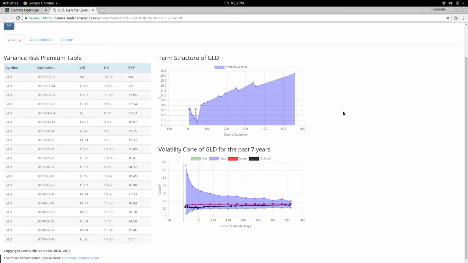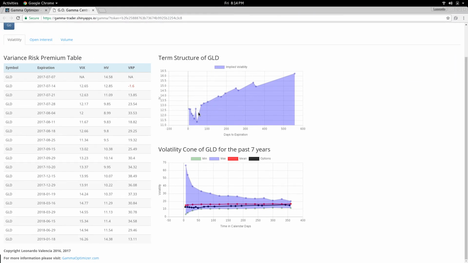Let's move to the second chart, which is called the term structure. The term structure is basically this column, the VIX column, plotted against the expiration in days. So instead of seeing dates, I see how many days until expiration, and you can see the familiar shape. In the case of GLD, I guess the term structure is all over the place.